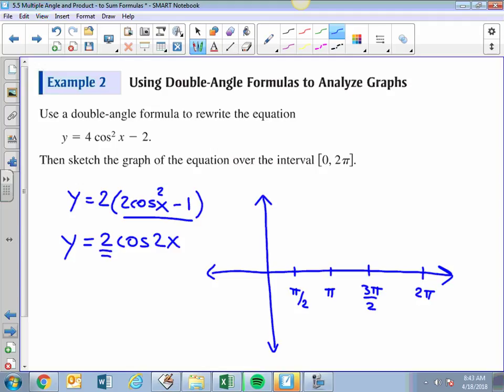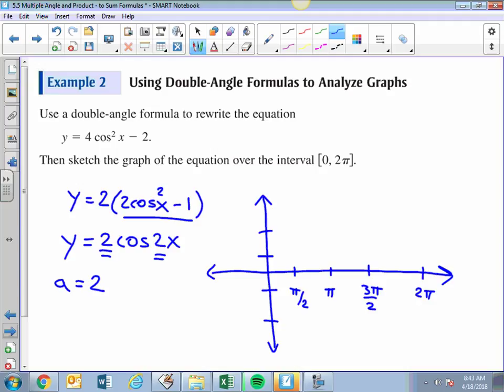The 2 would be your amplitude. That would mean that I have to go up 2 here and down 2, and it would stay within that amplitude. The second thing would be this 2 out in front of the cosine would dictate its period.